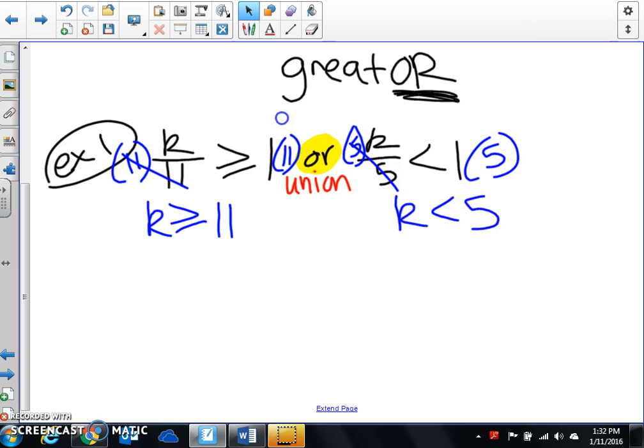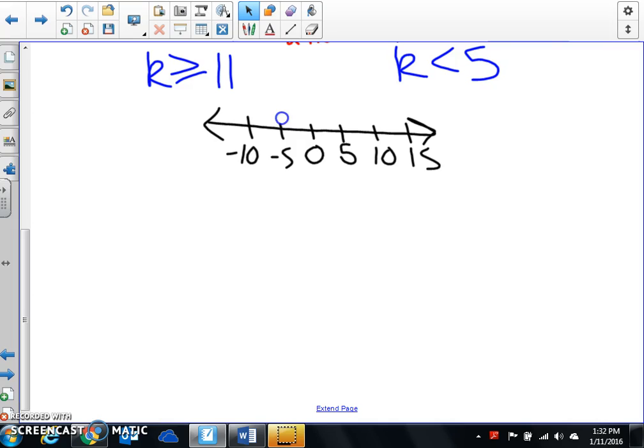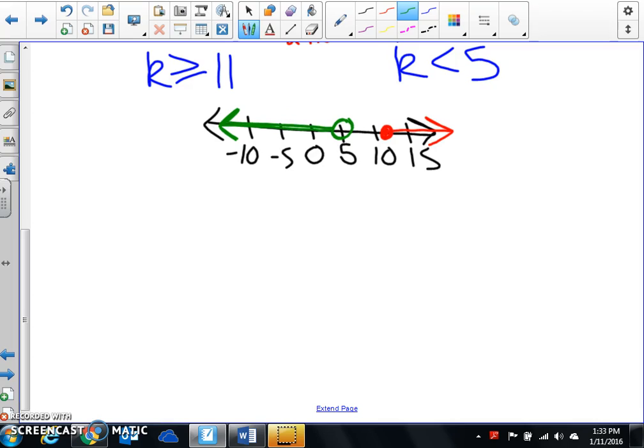All right, so let's go to our number line. 0, 5, 10, 15, -5, -10. All right, so let's do k is greater than or equal to 11. So I go to 11, which is here. It's a closed dot, and it's going to the right. Okay, and then k is less than 5. I go to 5. That's an open circle going to the left. Remember, this is a union. They do not have to overlap. So, lucky for me, this is just my solution. I'm done. Yay.